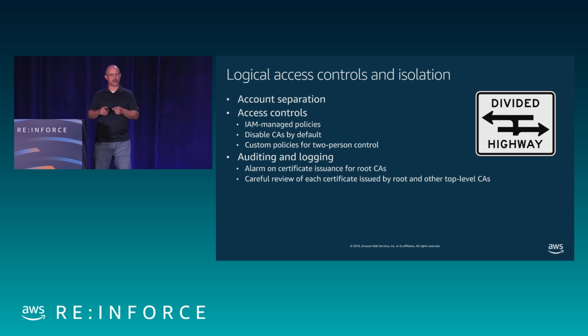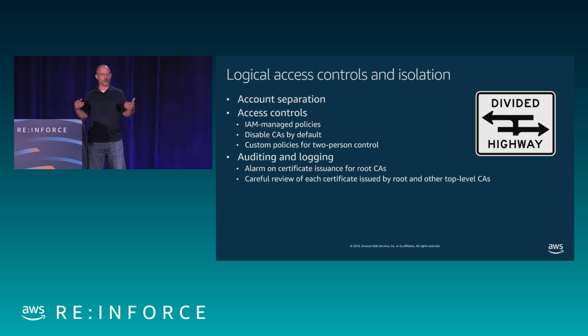Another recommendation is to disable your intermediate and root CAs by default. The action of disabling the CA allows it to continue generating certificate revocation lists and posting them to S3, but no new certificates can be issued from that CA. And so one recommendation is to create custom policies where one group of users can only enable and disable the CA, and a distinct separate group can only issue certificates. And this gives you effectively 2-person control.